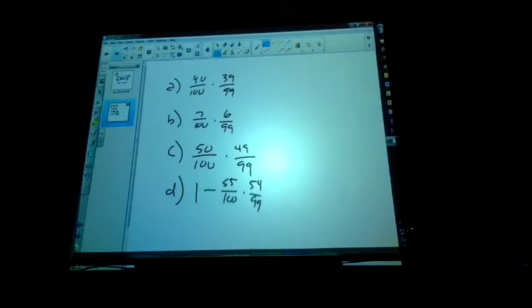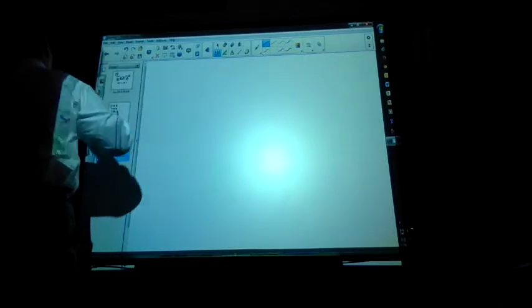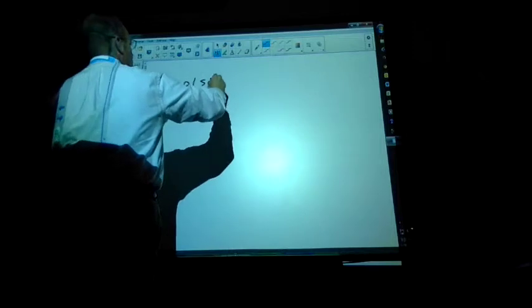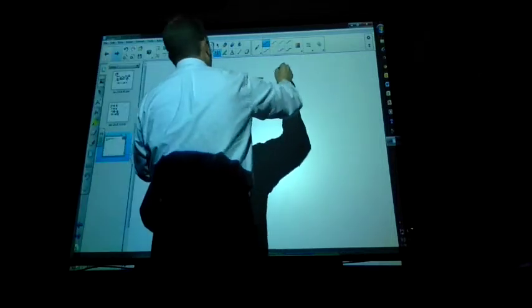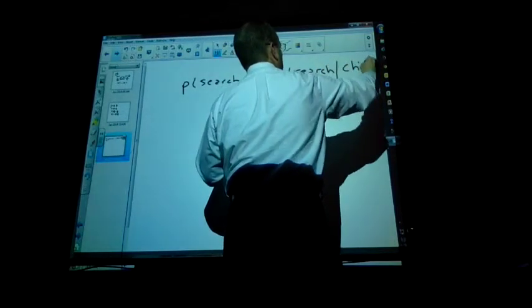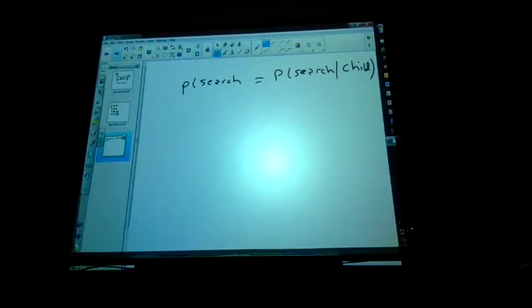Are being searched and traveling with child disjoint? No. You can be traveling with kids and be searched. Okay, there's an overlap. They're not disjoint events. And then, does it appear that being subjected to an additional search is independent from traveling with children? So we're going to say probability of search, is that equal to the probability of search such that you have a child with you? Okay, so we're going to figure out the fractions of each. If the fractions are equivalent, they are independent events of each other.